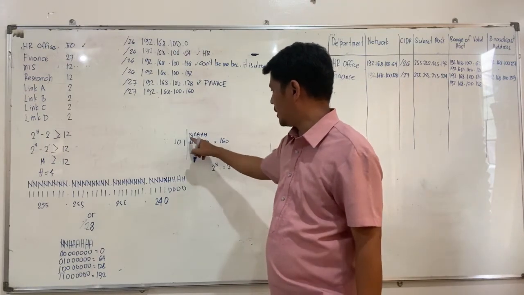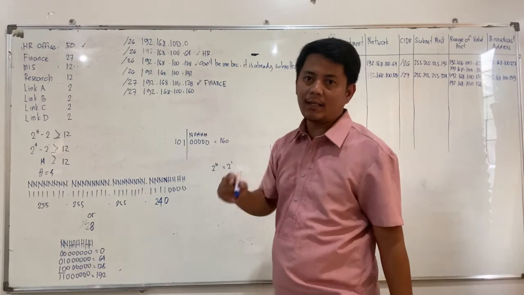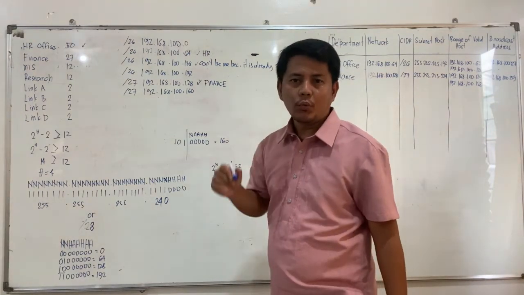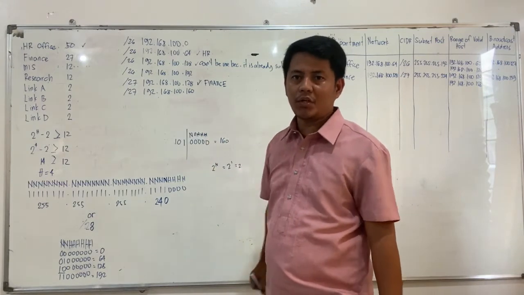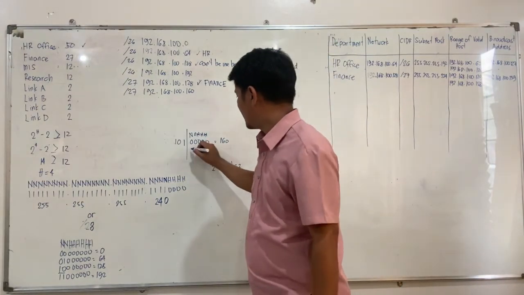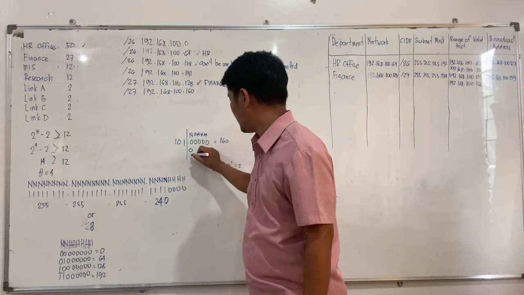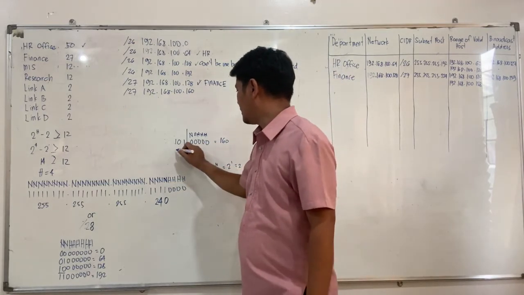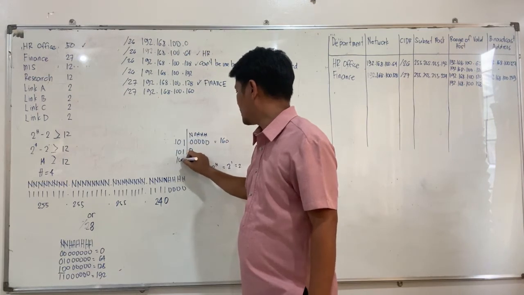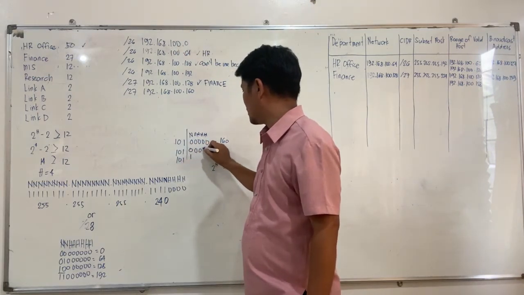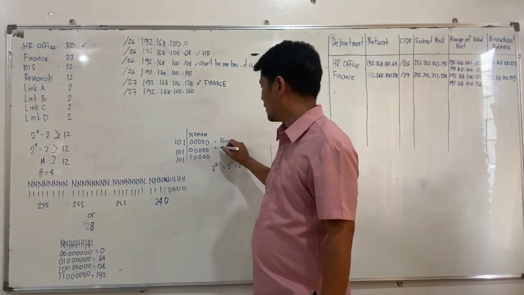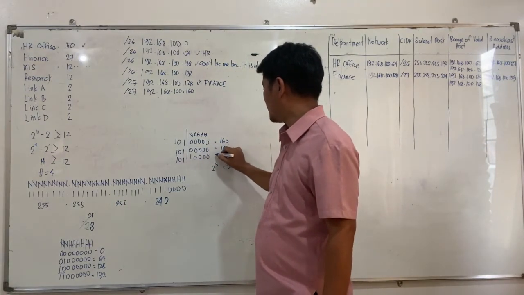2 raised to 1, because we only have 1 bit for the network, is equivalent to 2. So we can produce 2 possible combinations of zeros and ones. What are these? We have 0 and 1. Then just copy the rest: 1 0 1 0 0 0 0 and 1 0 1 1 0 0 0 0. So this is equivalent to 160.